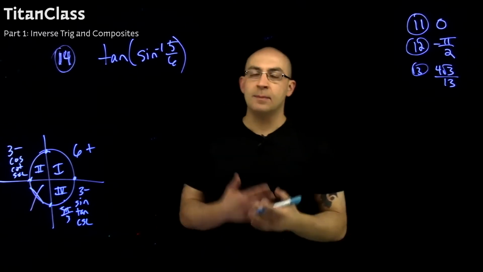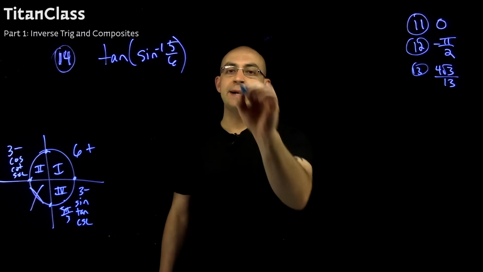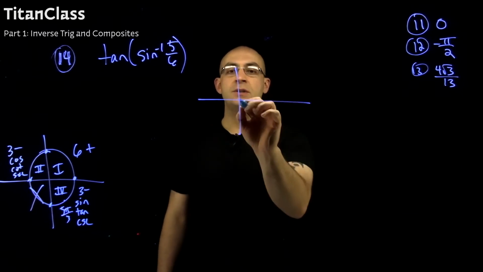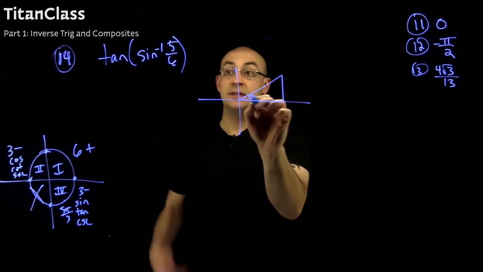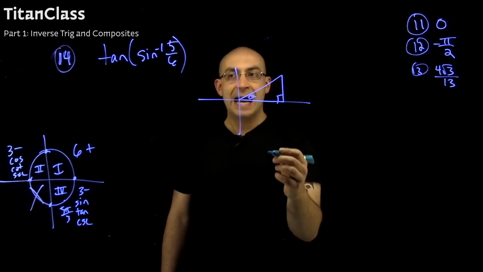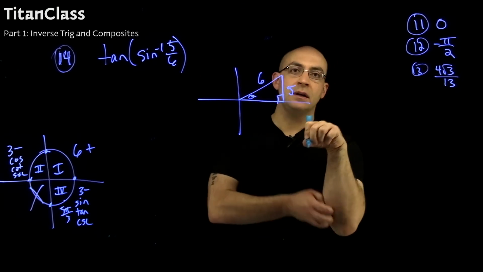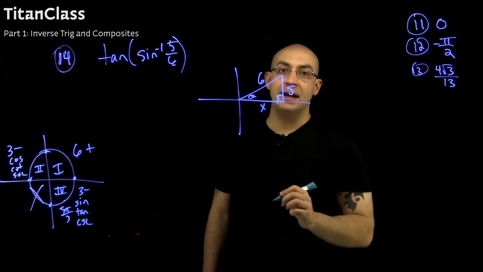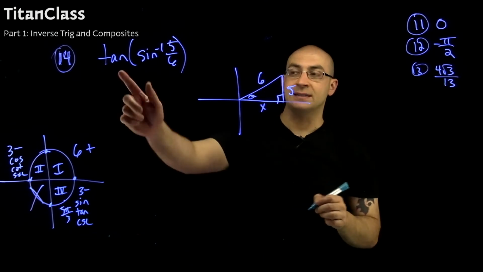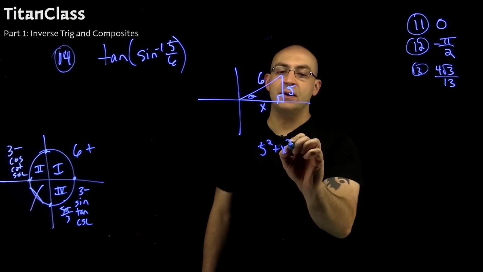Again, kind of the same problem as the last one. I know that 5 and 6 aren't on the unit circle, so I'm going to have to draw a right triangle and figure out my values. Sine is going to be positive, because I'm not looking for a negative value here, in quadrant 1. We know that sine is opposite over hypotenuse. So I'm going to do the Pythagorean theorem to find my adjacent value, because tan is adjacent anyway. So let's go with 5 squared plus x squared equals 6 squared.